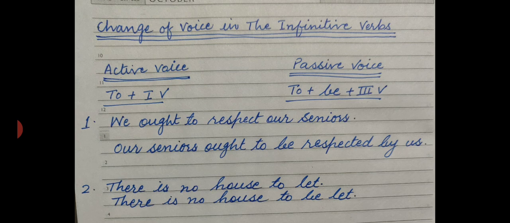Next example. There is no house to let. Change it into passive: There is no house to be let. If after the verb there is an object, then you will take it as the new subject in passive. Here there was no object, so only this part you have to change. To let will change into passive as to be let.